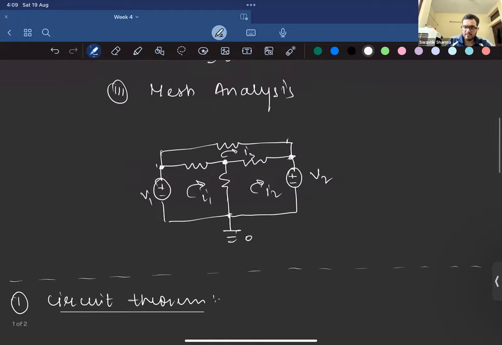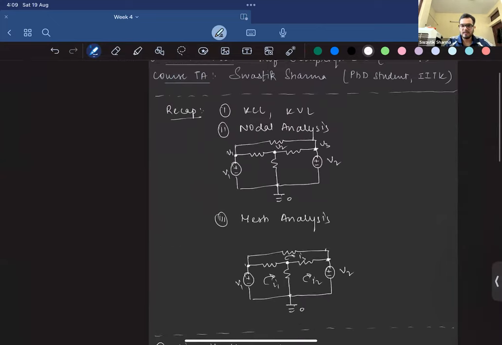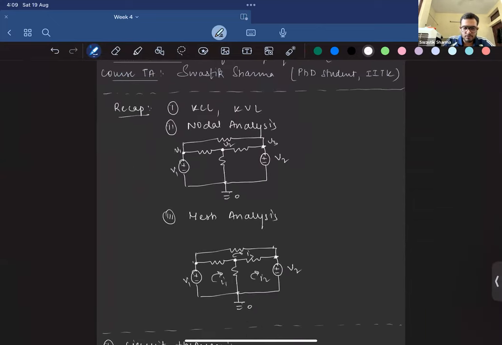So does anyone have any doubts in any of these concepts? You can raise your hands or unmute yourselves so that we can discuss.